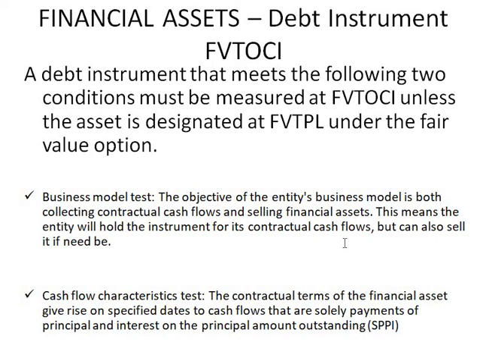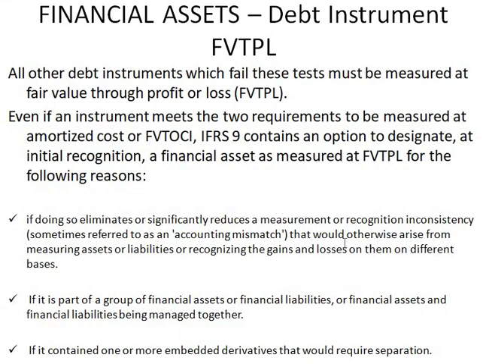With the cash flow characteristics test, it is the same thing. Nothing changes between amortized cost and fair value through other comprehensive income. The asset should give rise to the payment of the principal and interest on the principal amount outstanding. Fair value through profit or loss. Thank you very much.